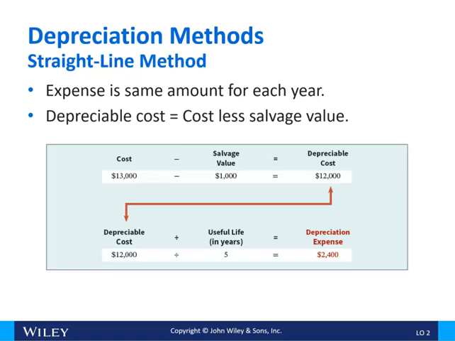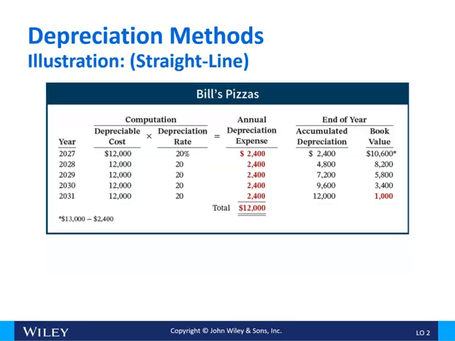Using the straight line method, the expense is the same for each year. The depreciable cost equals the cost less the salvage value. So if we take the cost of $13,000 minus the salvage value of $1,000, our depreciable cost is $12,000. So using straight line, what we do is we take that depreciable cost and divide it by the useful life in years. So in this case, 5. So we take the $12,000 depreciable cost divided by 5 years, and our depreciation expense is $2,400. And it'll be that same $2,400 for the full 5 years of the asset.